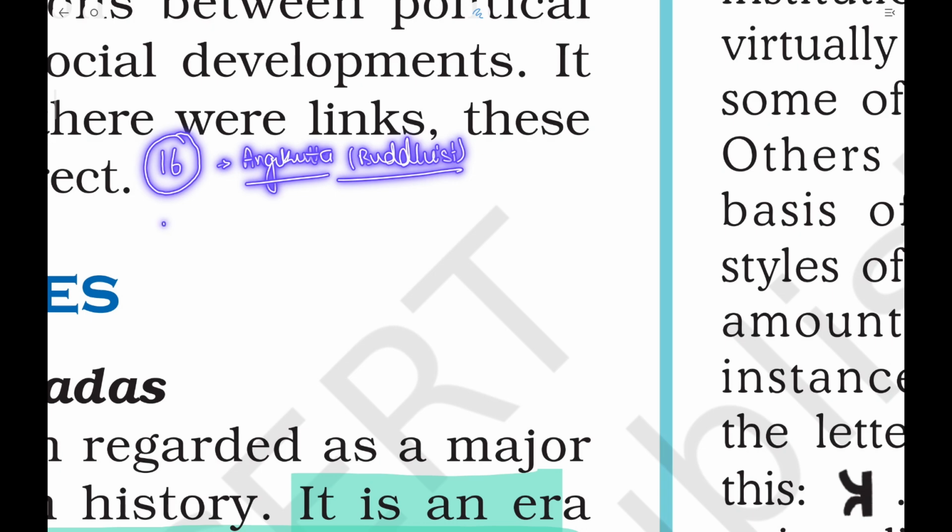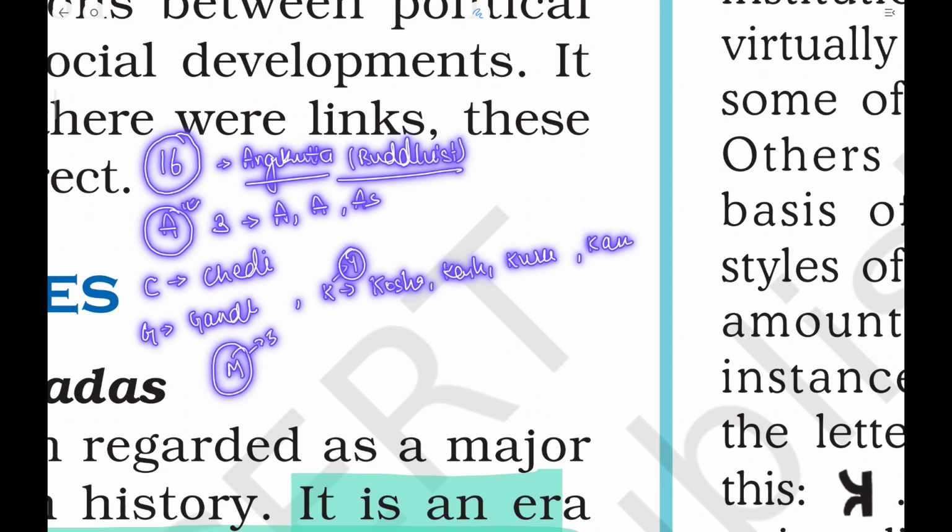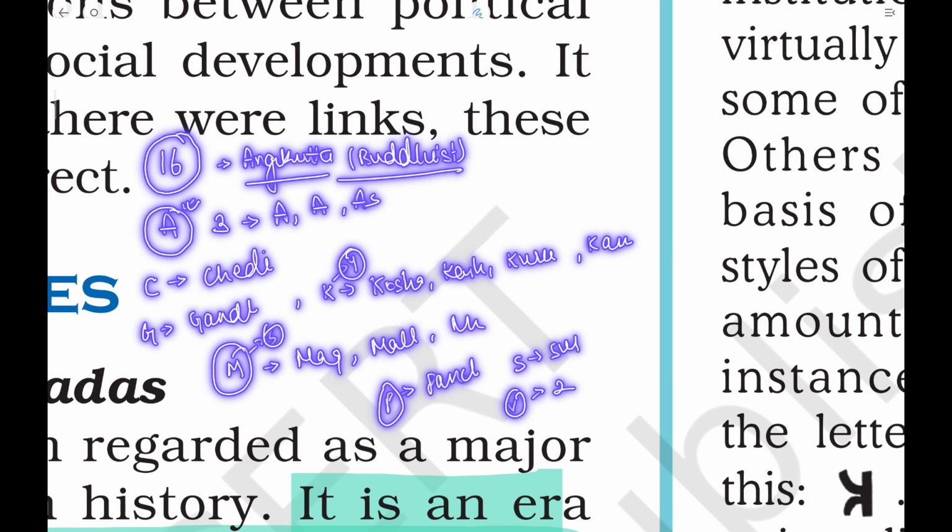Regarding the letter A, there are three Mahajanapadas, namely Avanti, Anga, and Asmaka. For C, the Chedi Mahajanapada. For G, Gandhara. For K, there are four Mahajanapadas: Koshala, Kashi, Kuru, and Kamboja. For M, three Mahajanapadas: Magadha, Malla, and Matsya. Then P for Panchala, S for Surasena, and V belongs to two Mahajanapadas, that is Vajji and Vatsa.